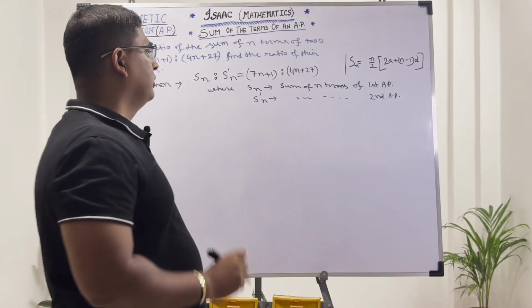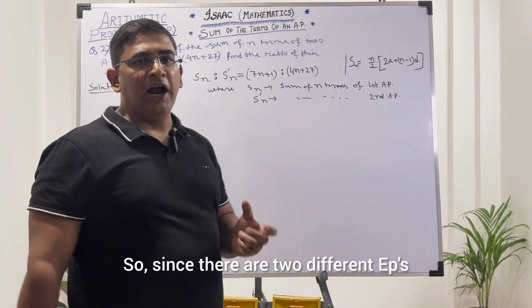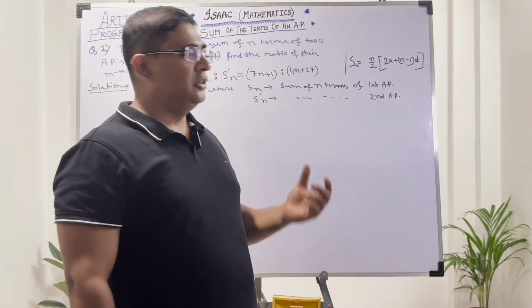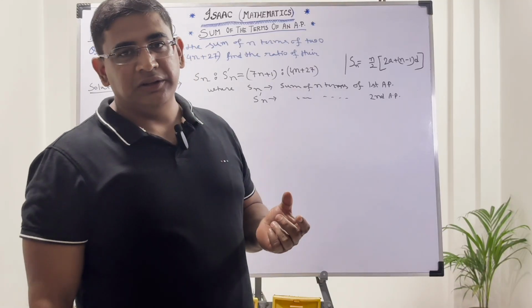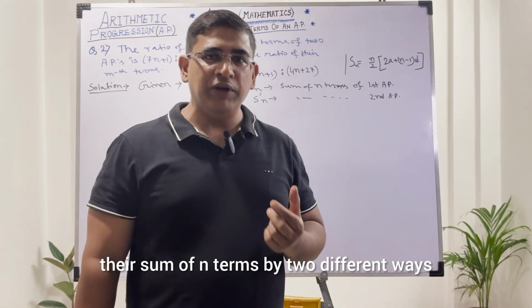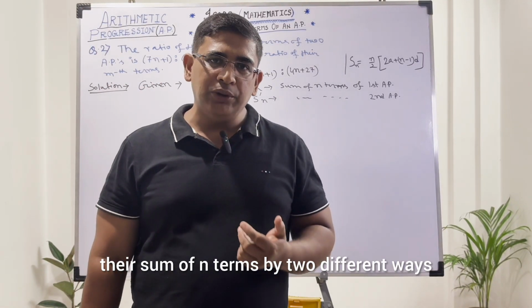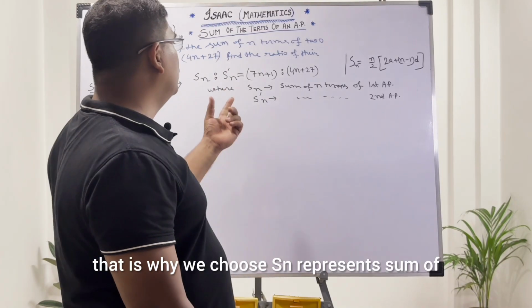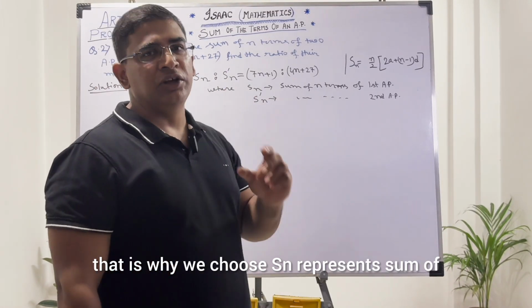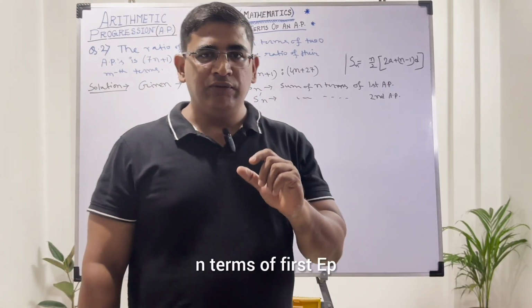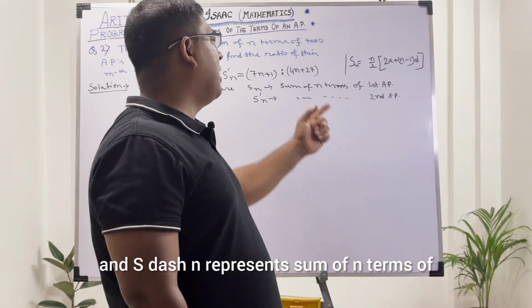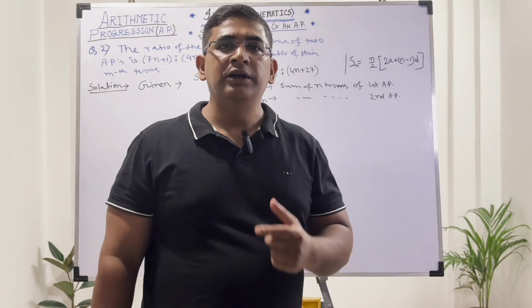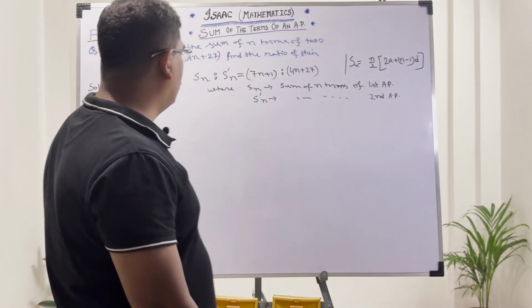Okay. So since there are two different APs, we can represent their sum of n terms in two different ways. That is why we choose Sn to represent the sum of n terms of the first AP, and S dash n to represent the sum of n terms of the second AP.